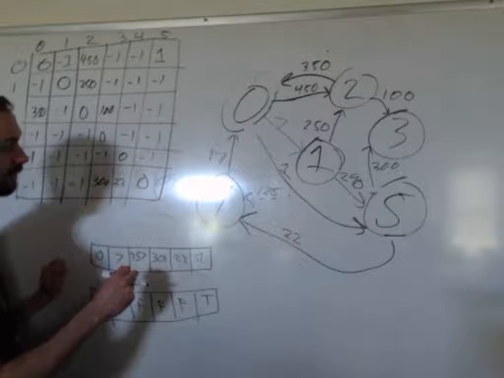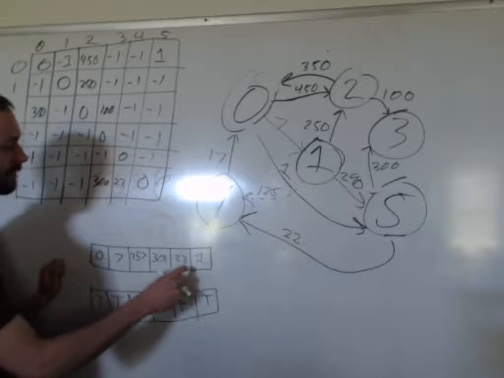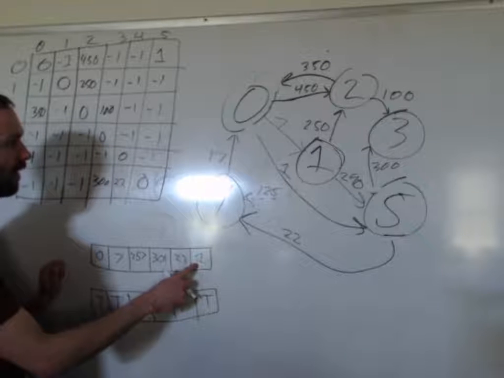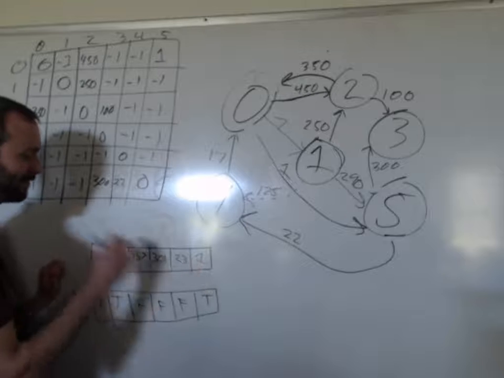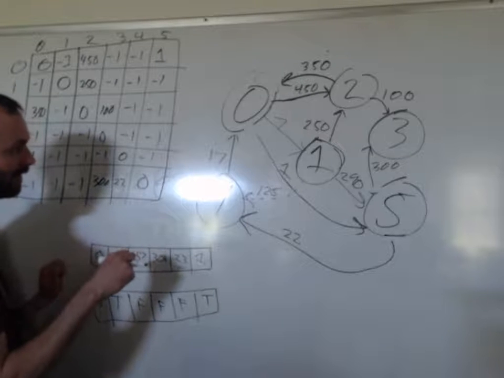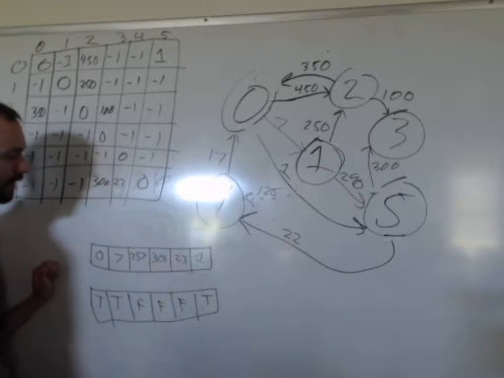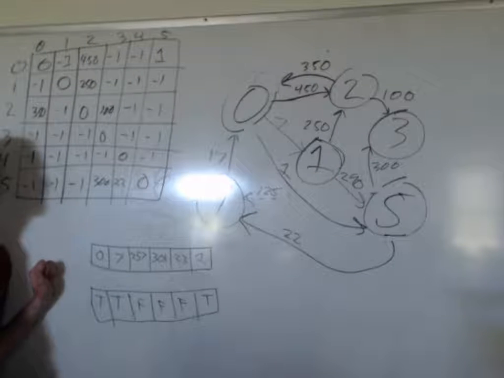Where else can we go? We can go to 5. 290, 297. Is that less than 1? No. So we leave that alone. And is that all we can do? All right. Yes. Now what's the next node we visit?